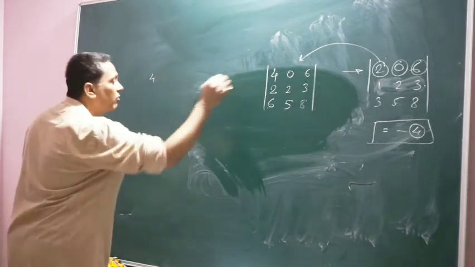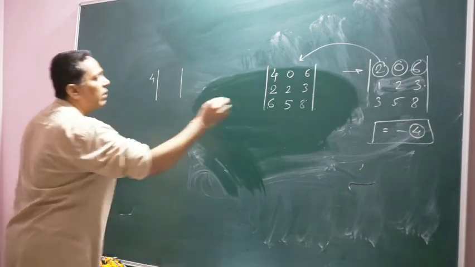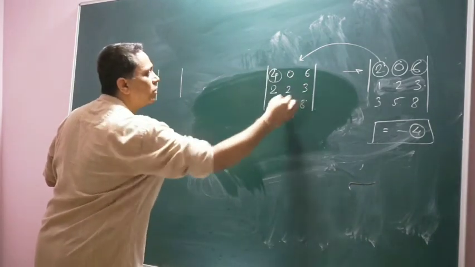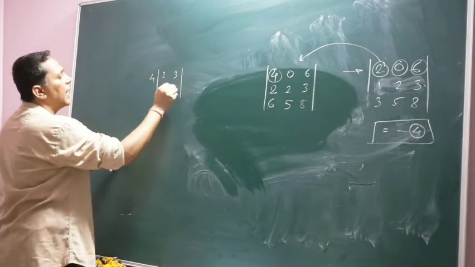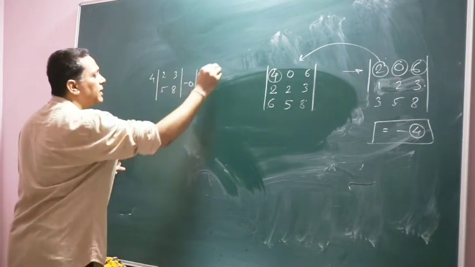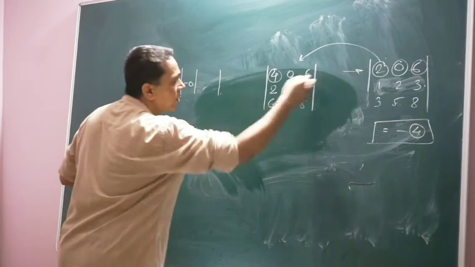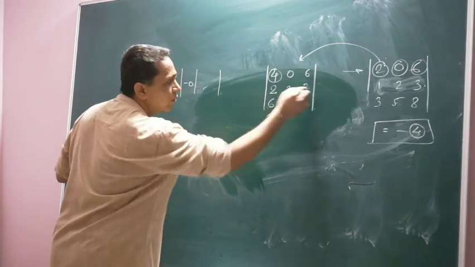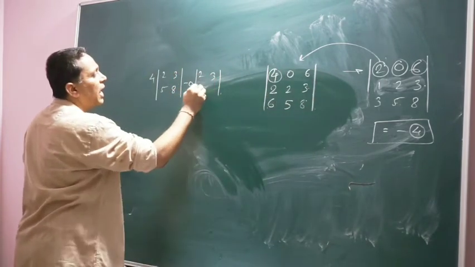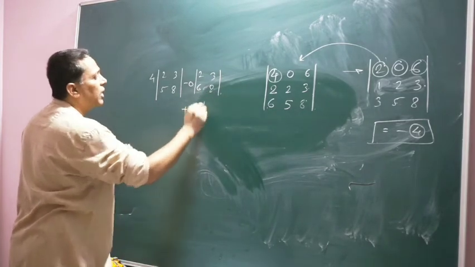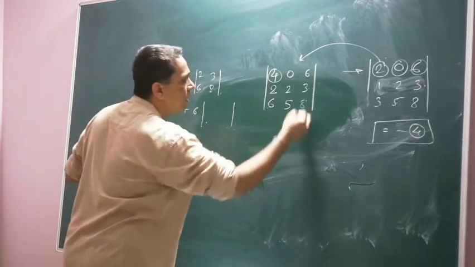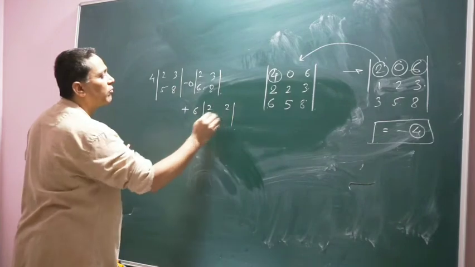Considering the first row, 4. What remains is, forget the row and column, 2, 3, 5, 8. Then subtract the second number always. This is going to be 0. Forget the row and column, 2, 3, 6, 8. And always add the third number, 6. Forget the row and column, 2, 2, 6, 5.